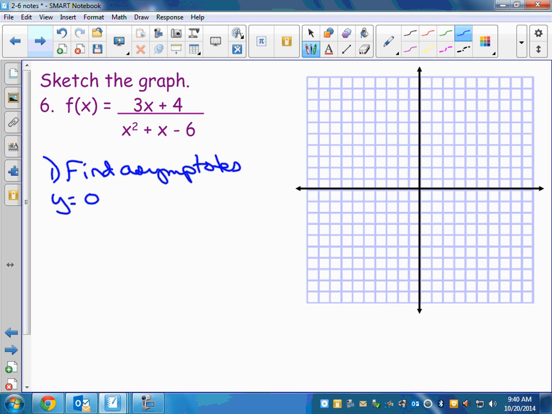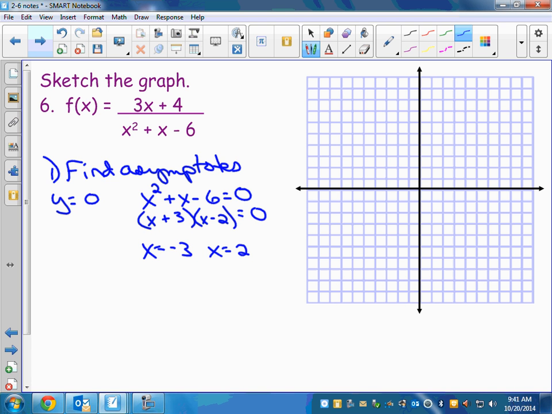What do I do to find my vertical asymptotes? Set the denominator equal to 0, which means I might actually have to do a little bit of work on this one. What multiplies to give me -6 and subtracts to give me positive 1? Positive 3, negative 2, which means I actually have 2 vertical asymptotes: x equals negative 3, x equals positive 2.